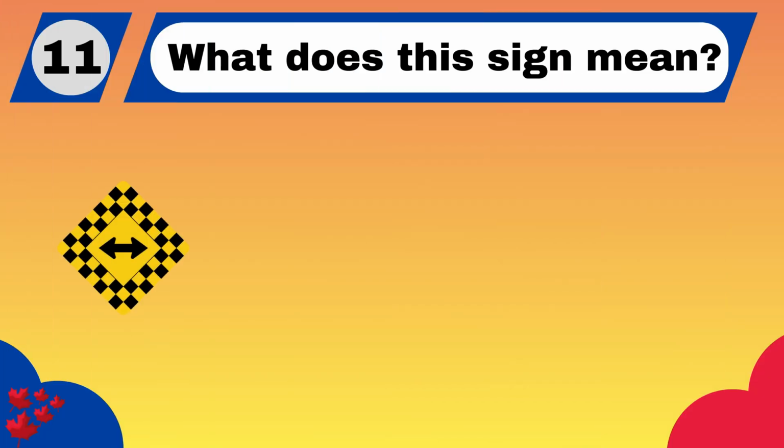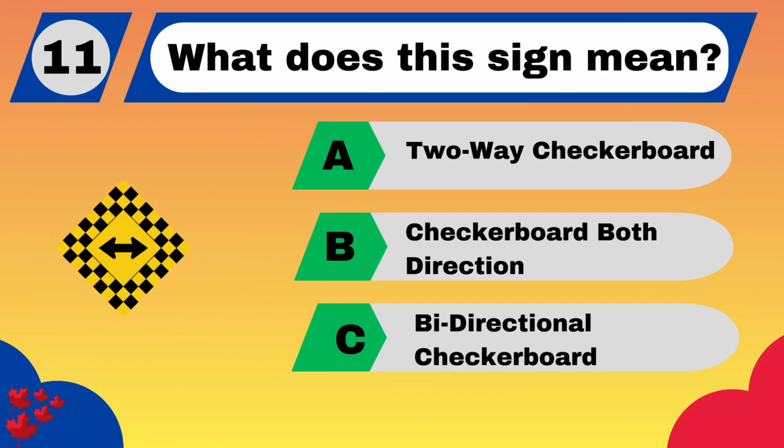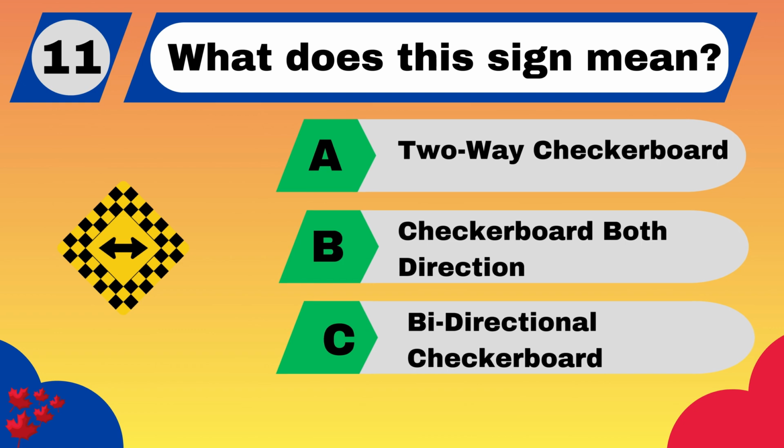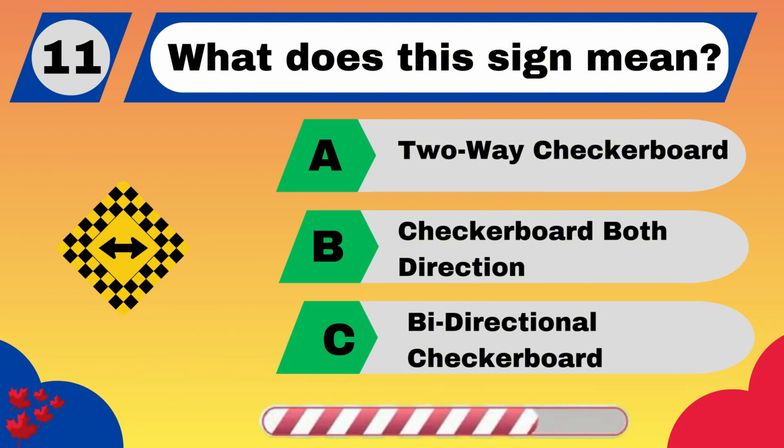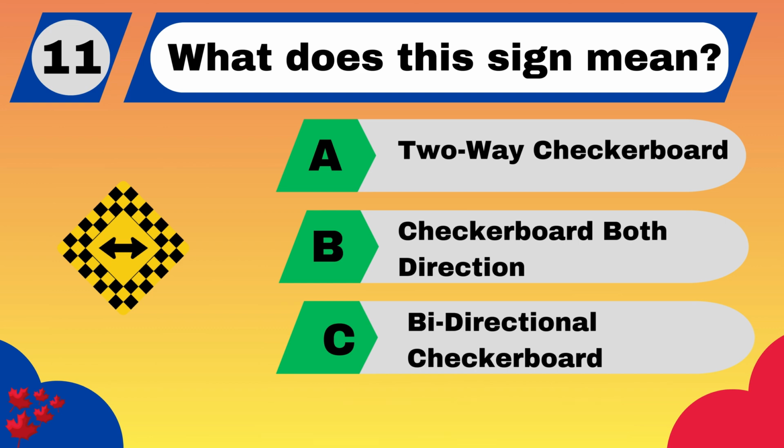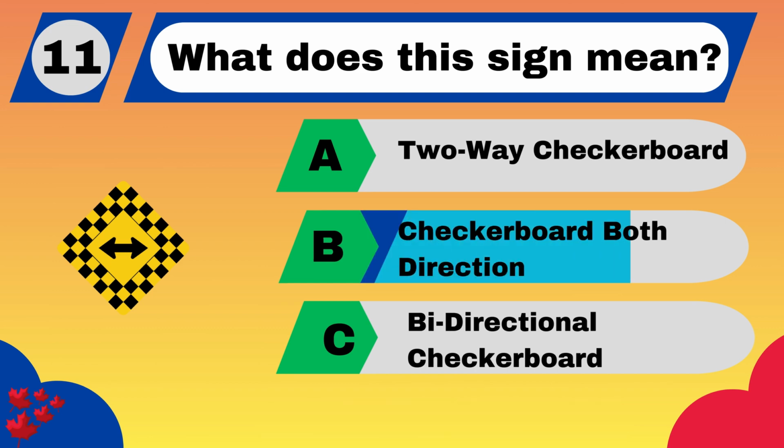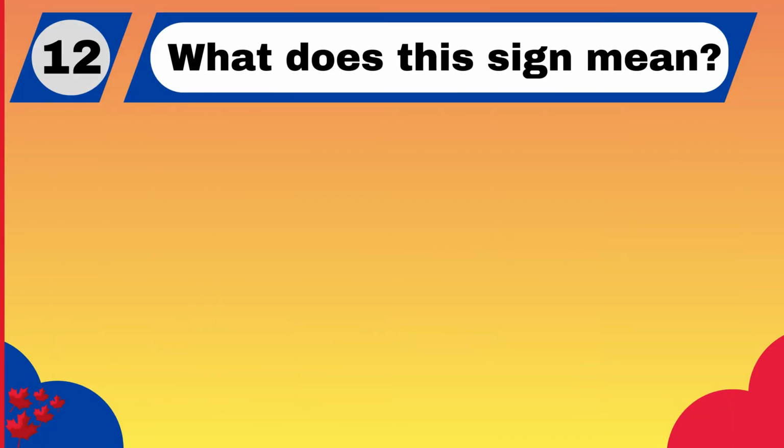Question 11. What does this road sign mean? A. Two-way checkerboard. B. Checkerboard, both direction. C. Bidirectional checkerboard. You got it. B. This sign marks a checkerboard in both directions.